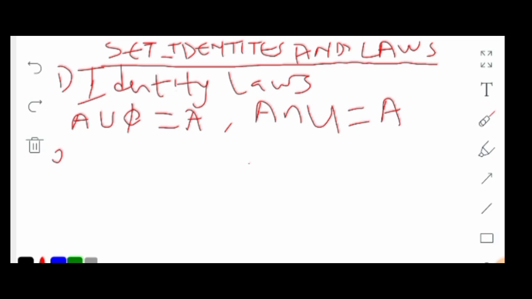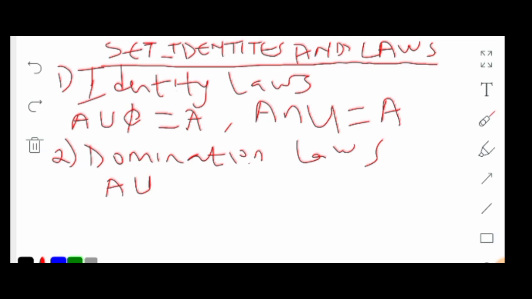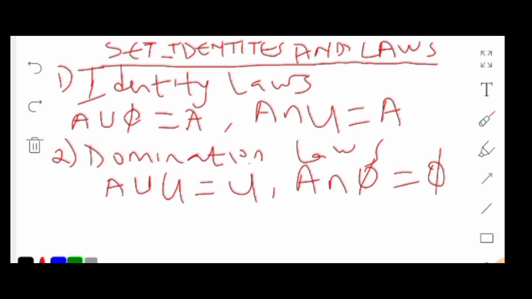That's the identity law. Number two, the domination law. Domination laws, what do they say? It says A union universal set always gives us the universal set. And also A intersection empty set always gives us the empty set. That's the domination law. Let's look at number three, the idempotent law.